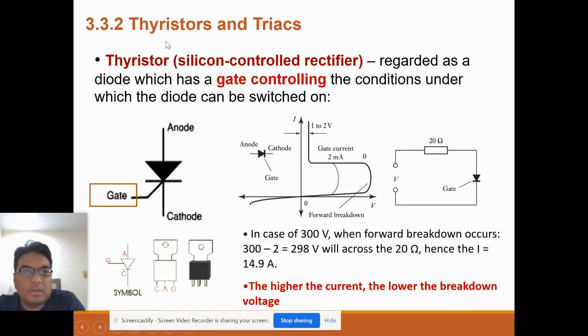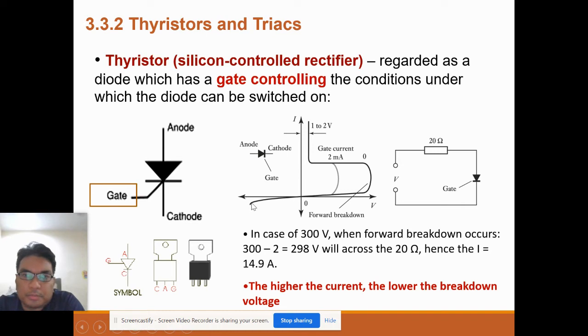So the next one is thyristors and triacs. What is the difference between a thyristor and triac compared to diodes? The thyristor is a silicon controlled rectifier. This is regarded as a diode which has a gate for control. That's the difference: we have a gate controlling the condition under which the diode can be switched on. For the thyristor, this is the symbol. We have a gate here, the controlling gate. This is the picture. We have A as the anode, C as the cathode, and G as the gate.